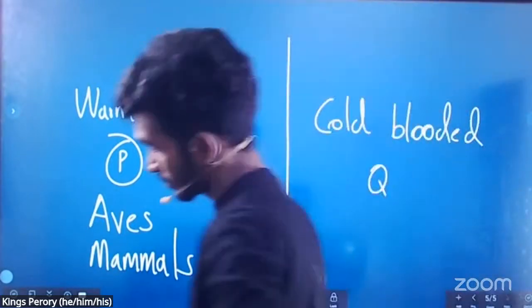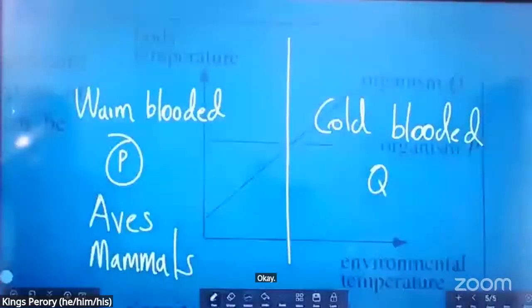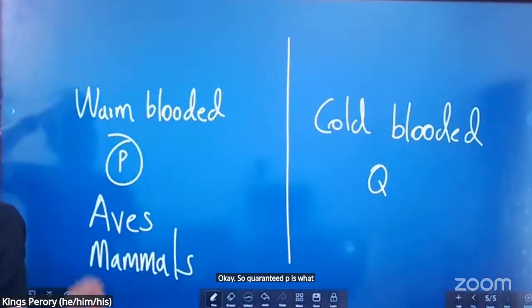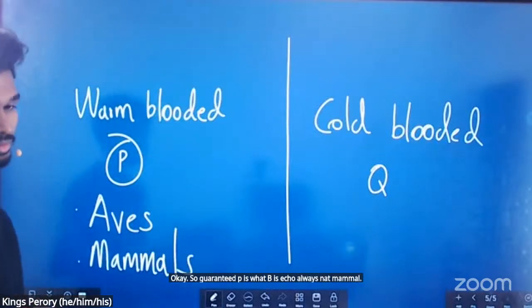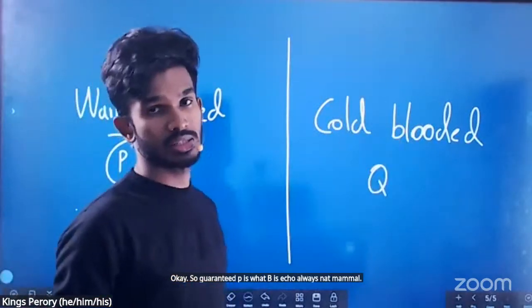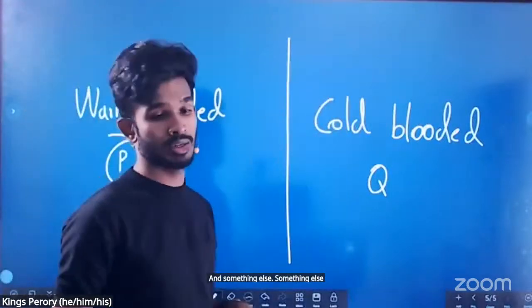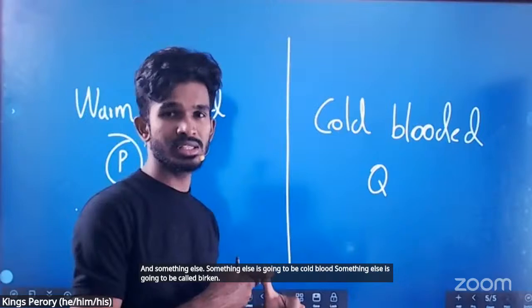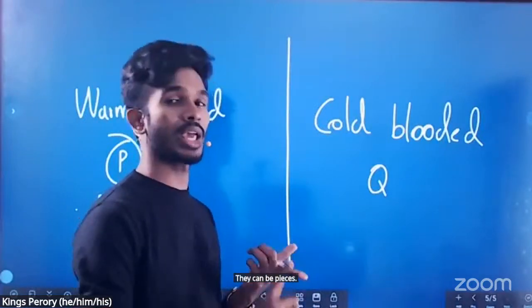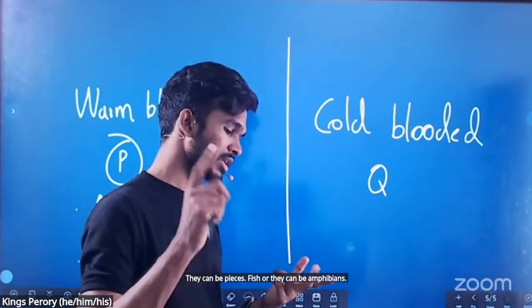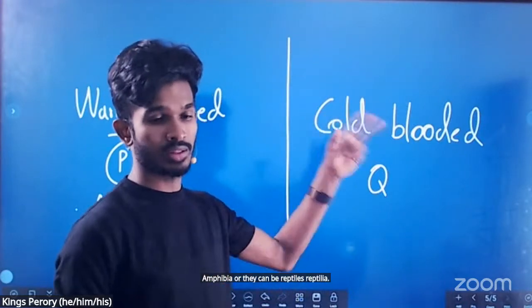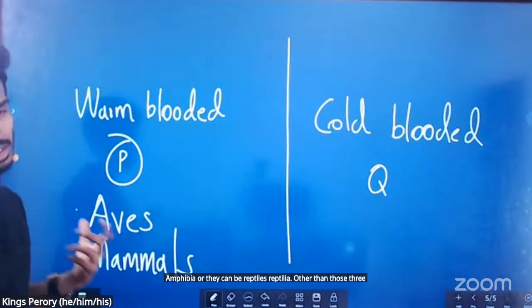Okay. So guaranteed P is what? P is either aves or mammal. Then something else is going to be cold-blooded. They can be pisces, fish, or they can be amphibia, or they can be reptiles, reptilia. Other than those three, the last two, aves and mammals, are warm-blooded.